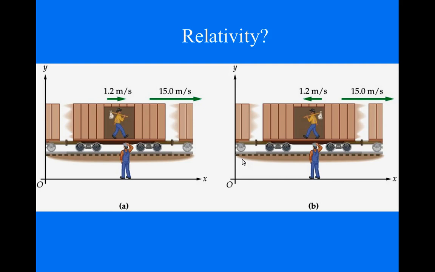The opposite of that, if they happen to be walking backwards on the car, toward the negative x-axis, then the vector sum is negative 1.2 plus 15, for positive 13.8 meters per second. Their net velocity is still in the positive x-axis, even though they're walking backwards.